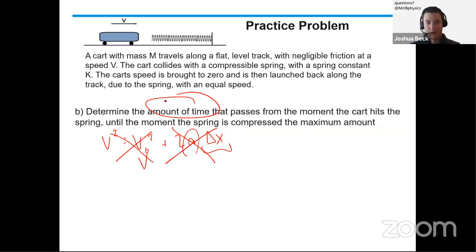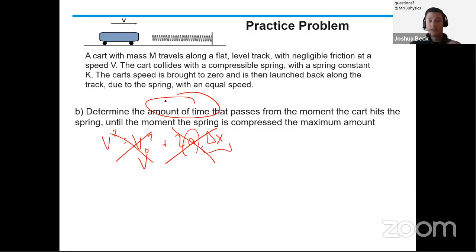This is where simple harmonic motion can come in handy. It doesn't have to be something just repeatedly oscillating back and forth. This is going to be a mass attached to a spring for a period of time as it goes this way and then back. Now imagine if it's stuck to the spring, then it would just oscillate back and forth.